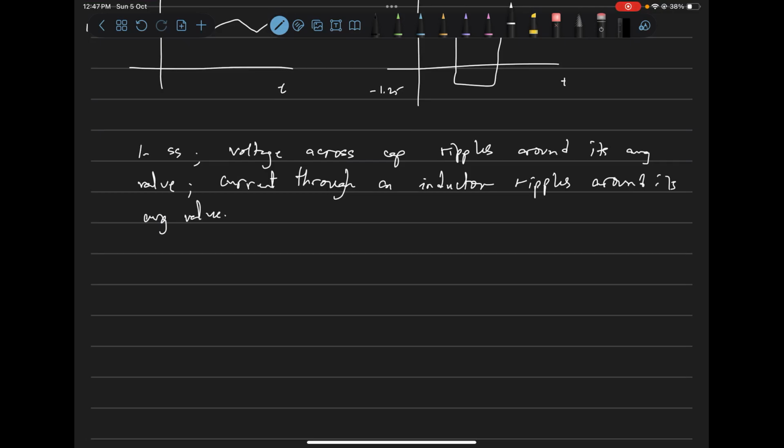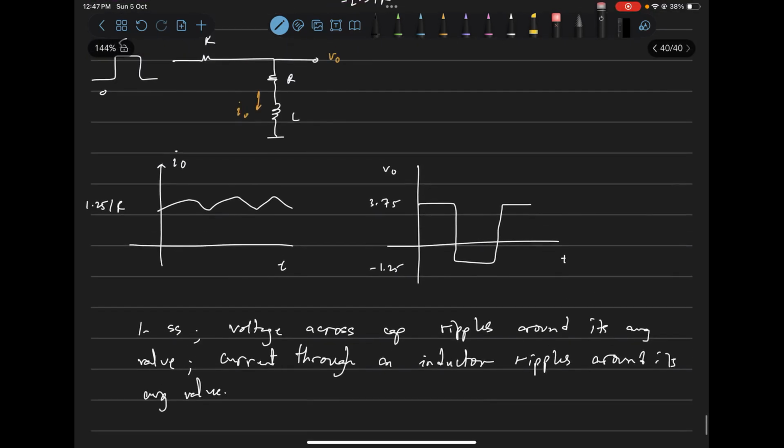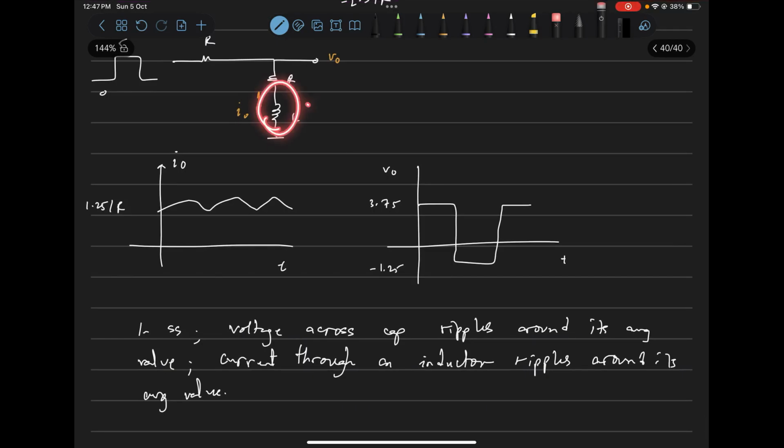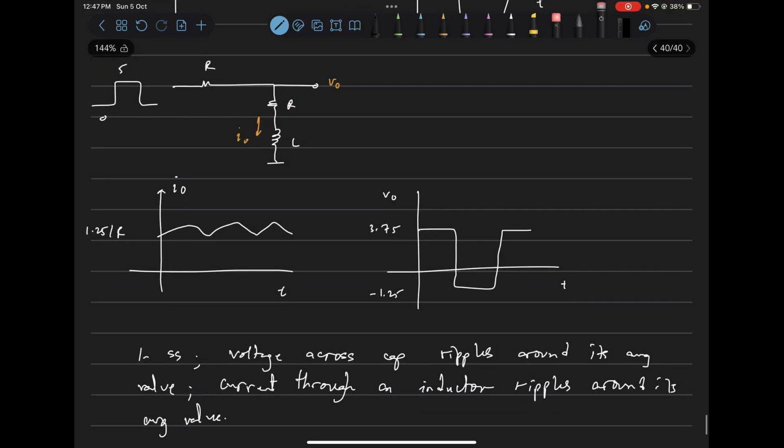The reason is simple, because in steady state there is no voltage across the inductor. Inductor is a short, hence di/dt will be 0, hence current will be constant. So current will ripple around its average value. Now what will be the average value of the current through the inductor?